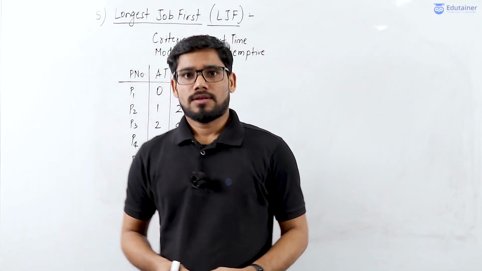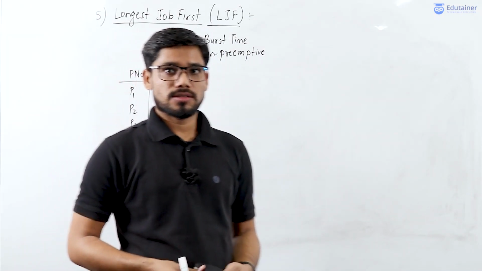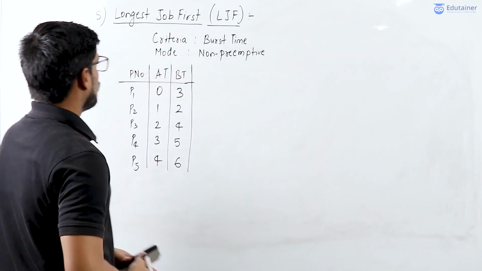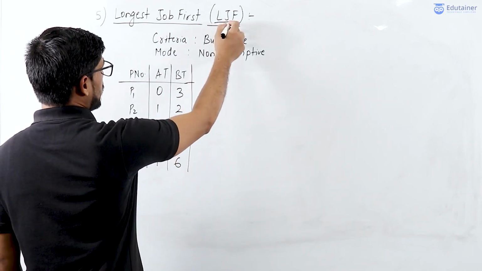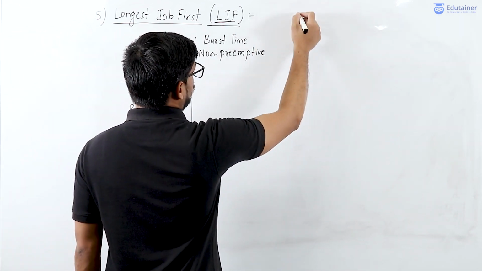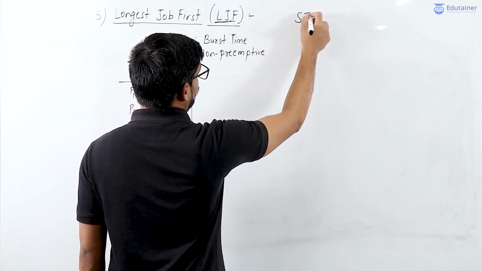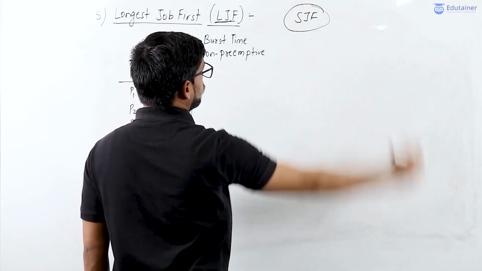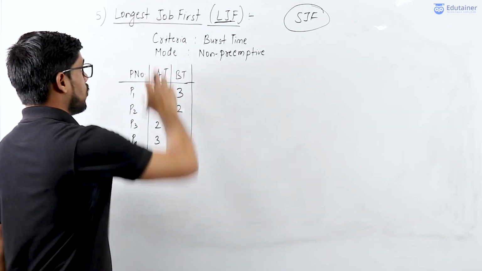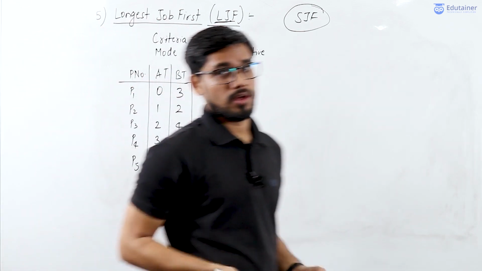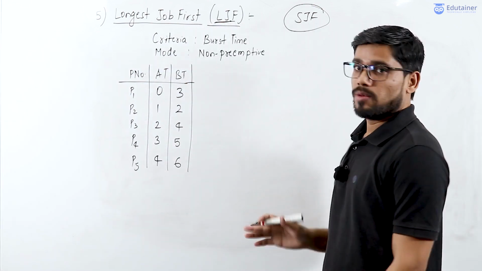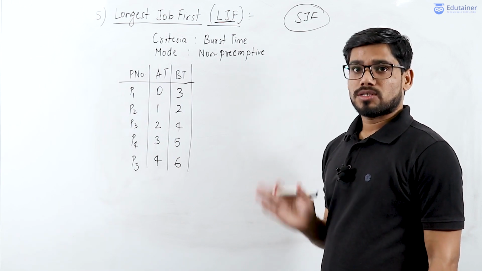Hi all. So let's see the next CPU scheduling algorithm, which is longest job first. Longest job first is also abbreviated as LJF. It is the opposite of the algorithm we learned earlier, shortest job first. Shortest job first picks the process with the least burst time, but in contrast, longest job first will pick the process which has the longest, or largest, burst time.